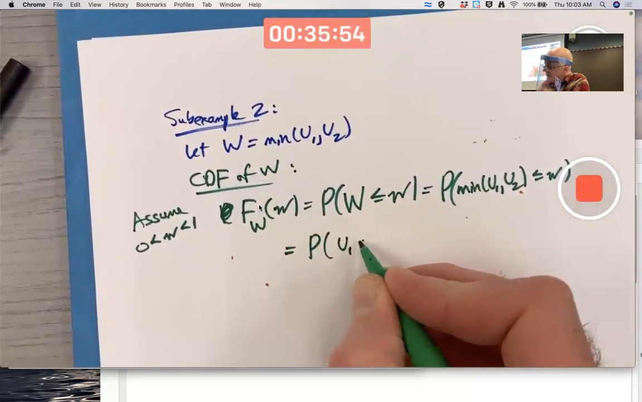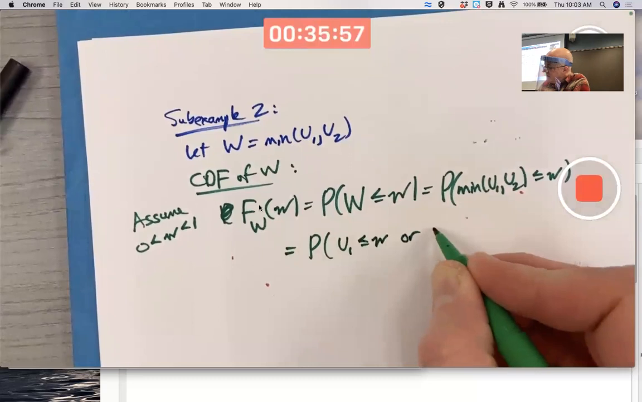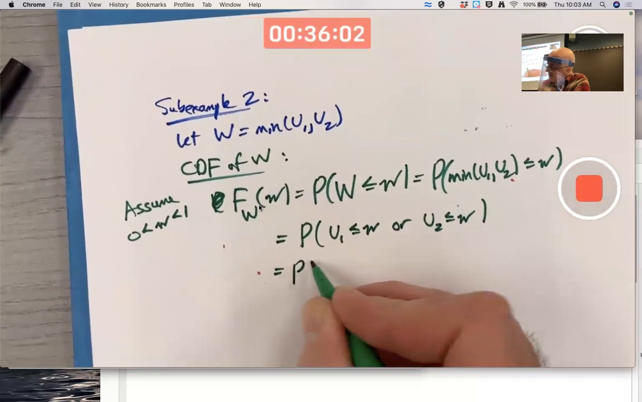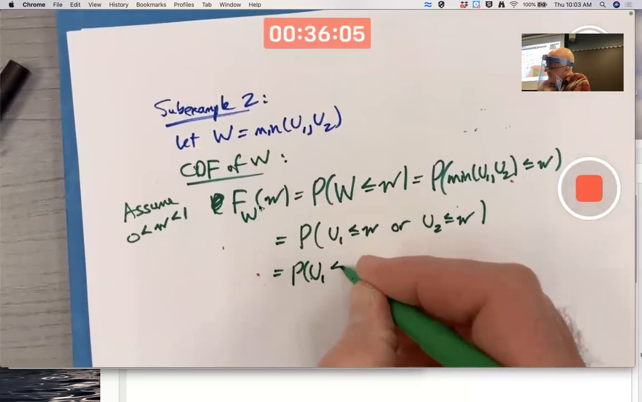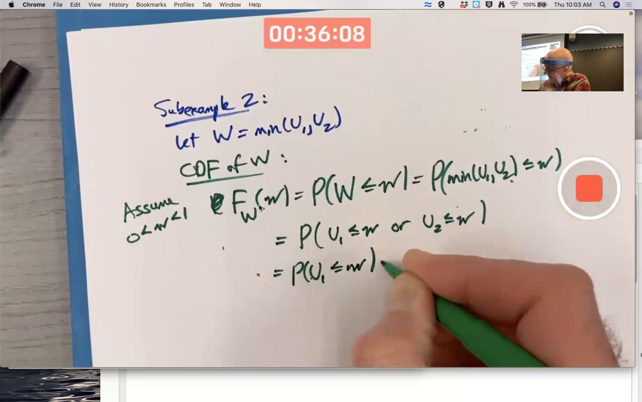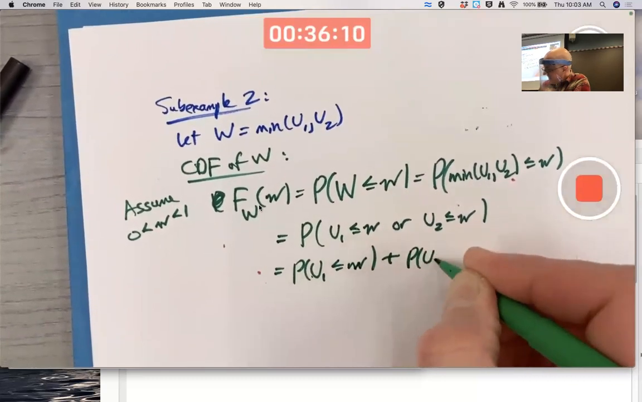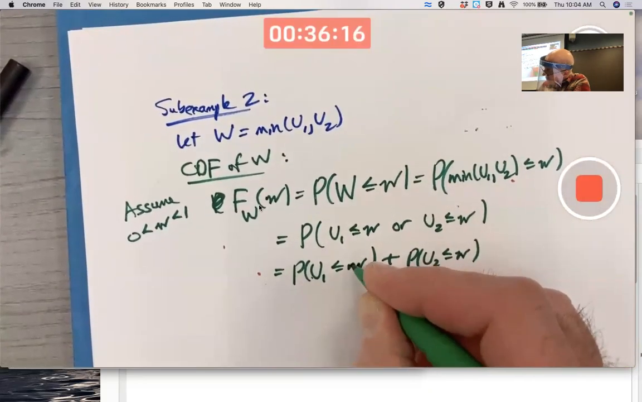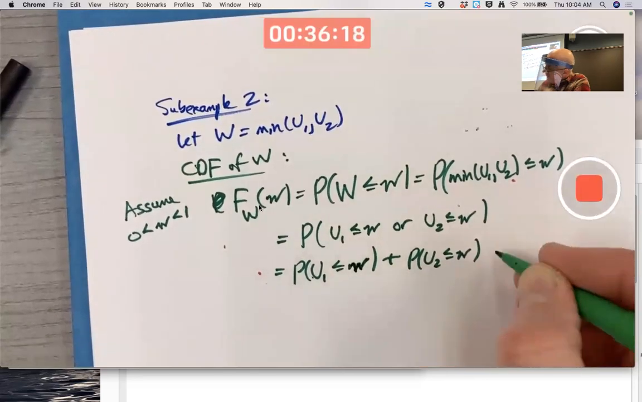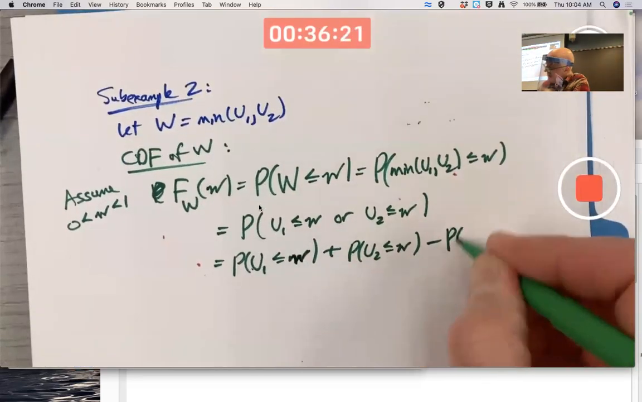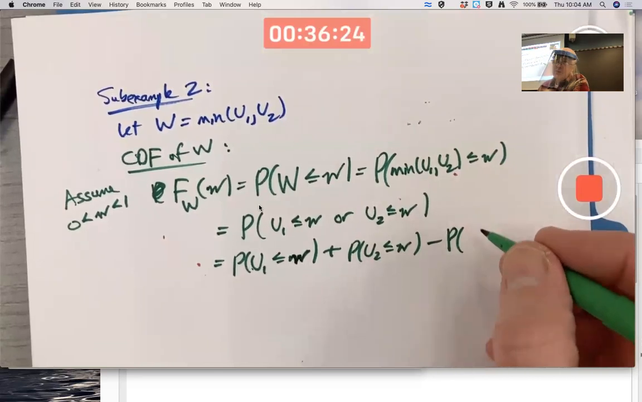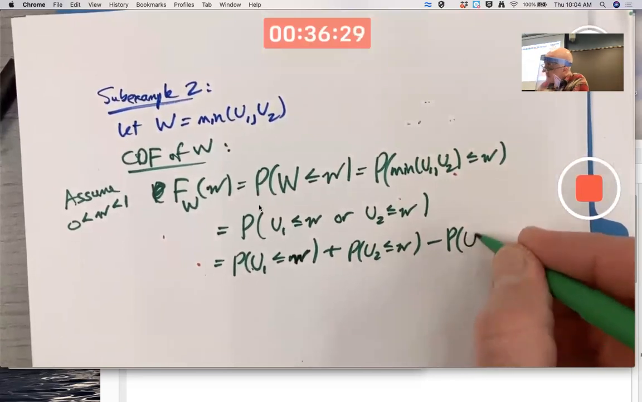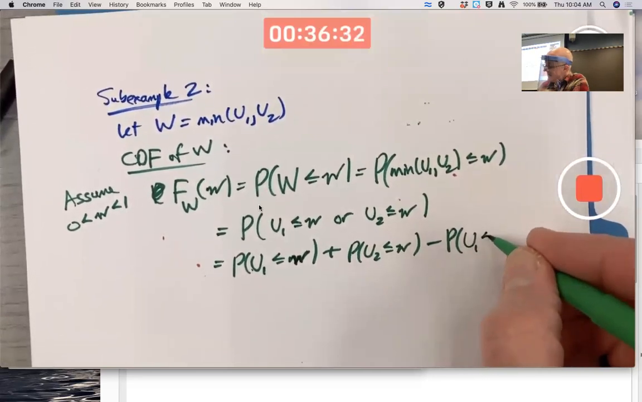You want to say U1 is less than or equal to little w, or U2 is less than or equal to little w. The general addition rule would say that's the probability that U1 is less than or equal to little w plus the probability that U2 is less than or equal to little w, minus the probability that U1 and U2 are less than or equal to little w, which by independence is going to be the product.